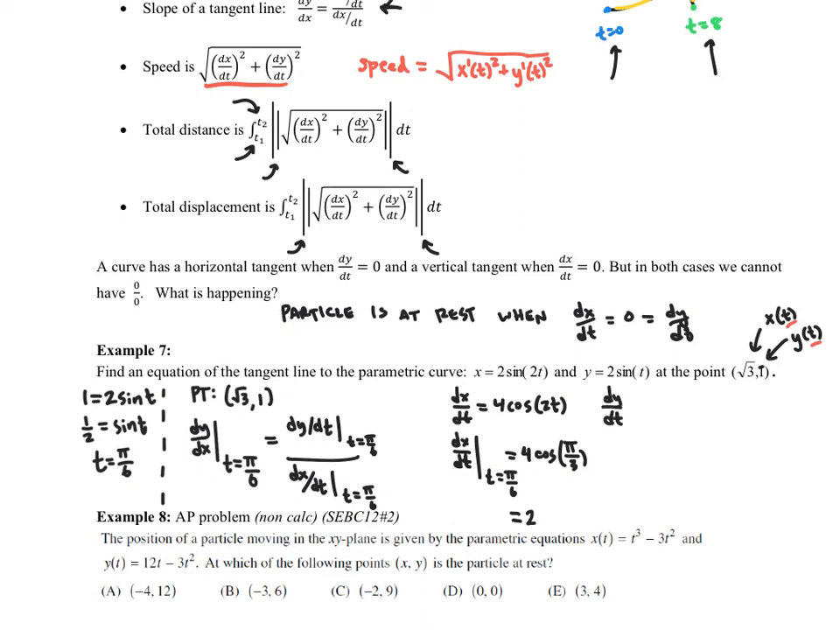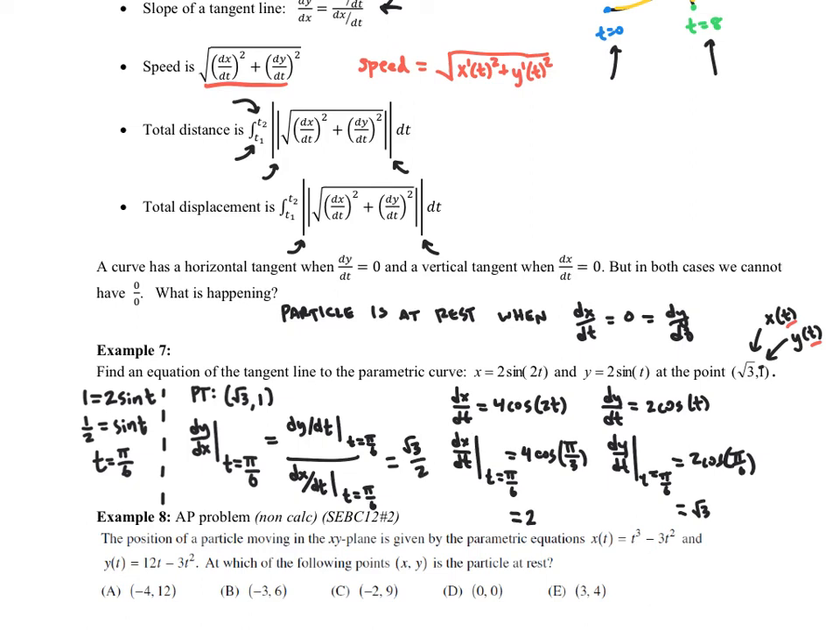All right, dy/dt would equal, well, that would be an easy one, 2 cosine t. So dy/dt at pi over 6 would equal 2 times the cosine of pi over 6, which comes out to be 2 times the square root of 3 over 2, which would be the square root of 3. Okay, now to find the slope at that point, we would take dy/dt over dx/dt, which would equal the square root of 3 over 2.